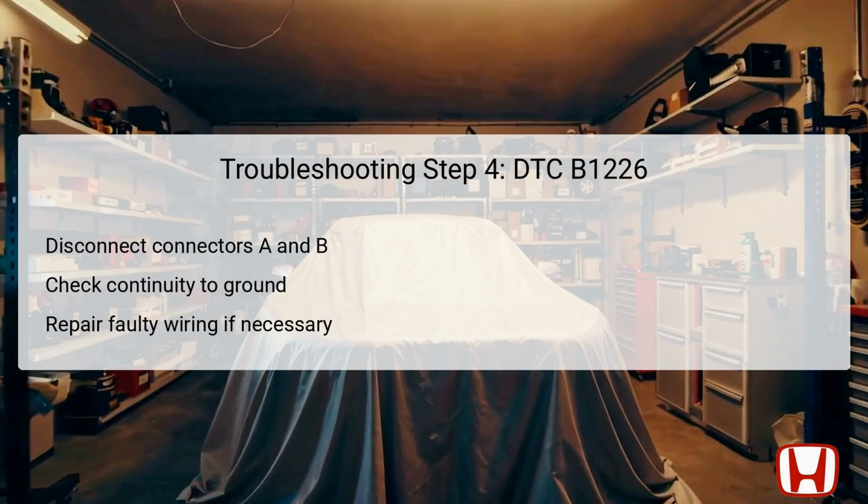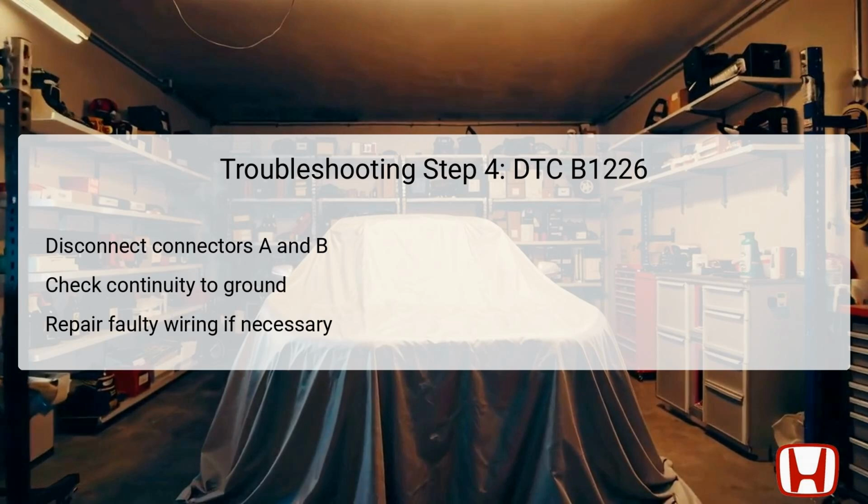After verifying the status of the in-car temperature sensor, the next logical step is to disconnect the climate control unit connectors, specifically connector A, 28P, and connector B, 12P. It is important to examine whether there is continuity between terminal number 26 on connector A and body ground. This step helps determine if there is an electrical short causing the DTC B1226 to persist.